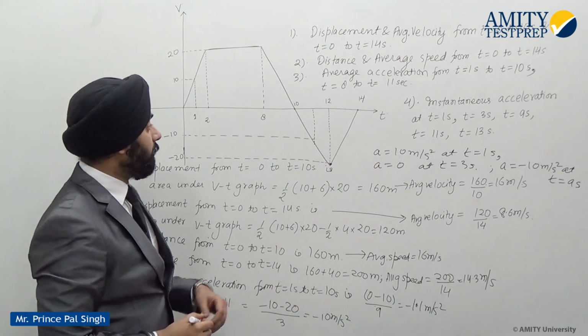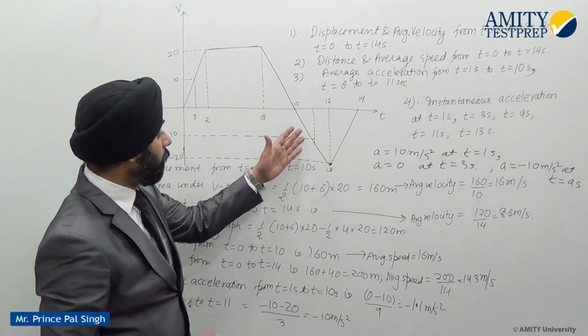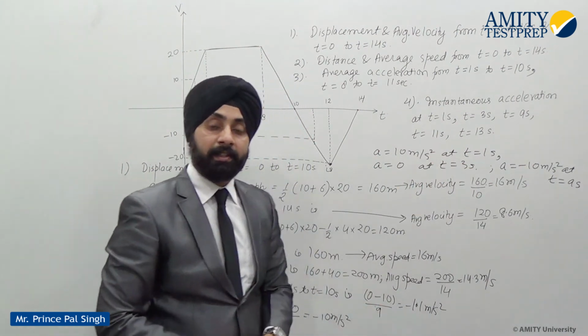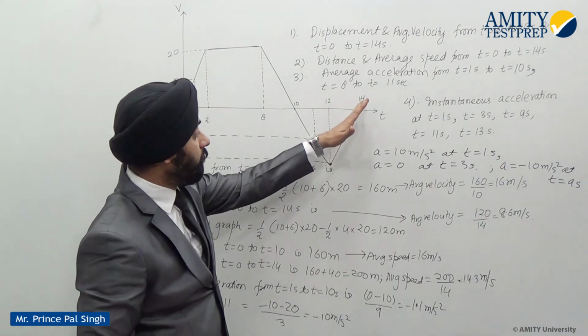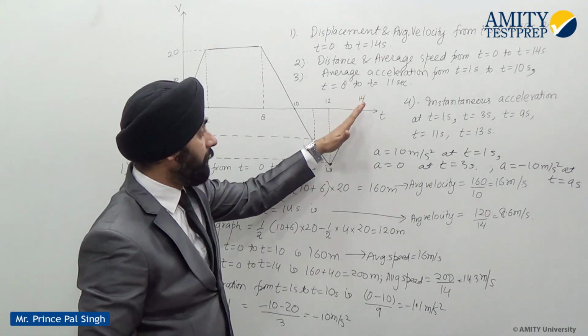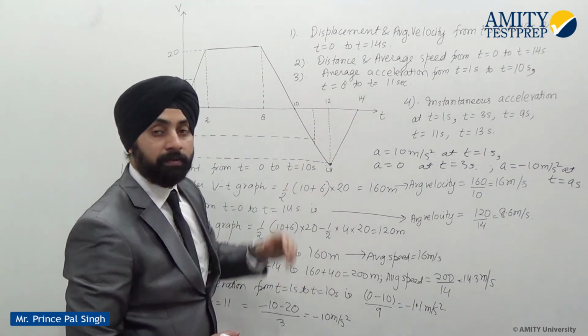At t equal to 11 seconds, you see that this is the same line. The line has the same slope. So over here, the slope is also the same, that is minus 10 meters per second square. And at t equal to 14, you see that the slope is 10 again, but it is positive because this line makes an acute angle with the x-axis. So the slope is positive, so the acceleration is positive.